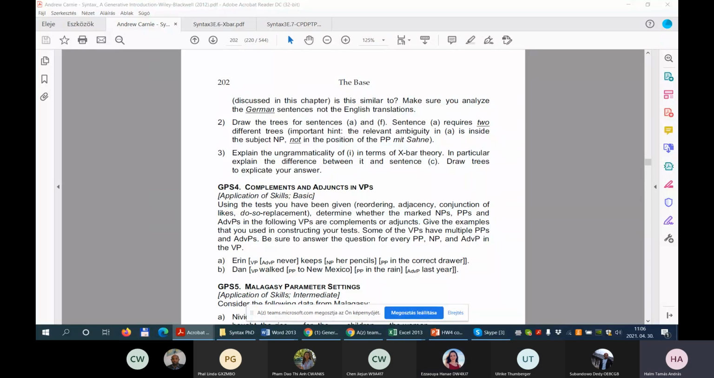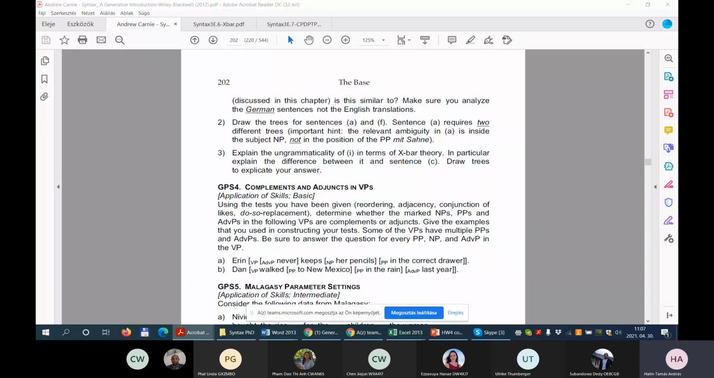Yeah, this is a good point. So indeed the object of a verb is always a complement, and that's right. Of course, you can reinforce this with the do-so test. So you cannot say Erin never does so her pencils. Imagine Erin never keeps her pencils in the correct drawer, and John never does so his pens. That's pretty bad. So you cannot just replace keeps with do so, but you have to replace keeps her pencils with do so. This shows that her pencils is a complement.